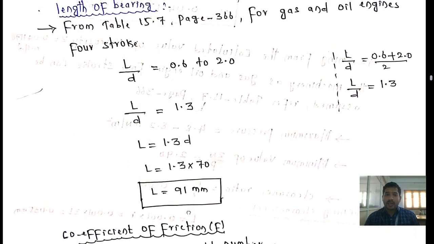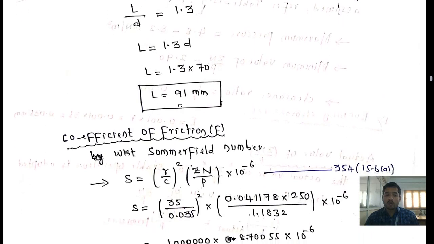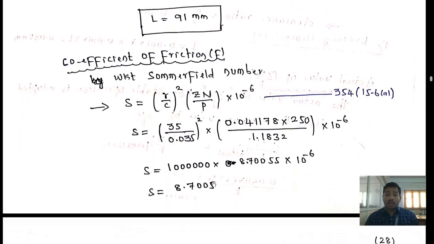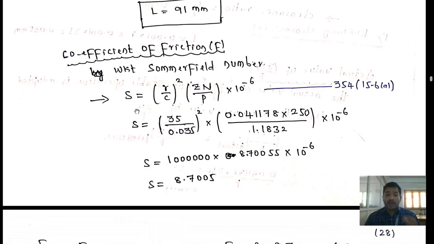After getting the length of the bearing, we need to find the coefficient of friction with the help of the Sommerfeld number. If you want to find it, you have to refer to this Sommerfeld formula on page number 354, equation 15.6, then you will get this Sommerfeld number.